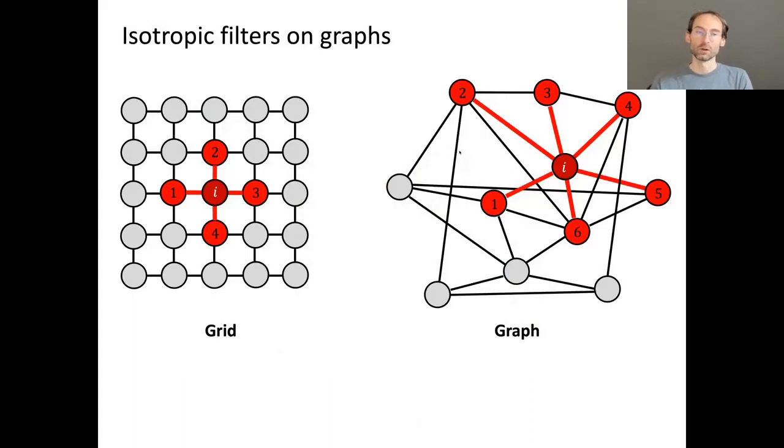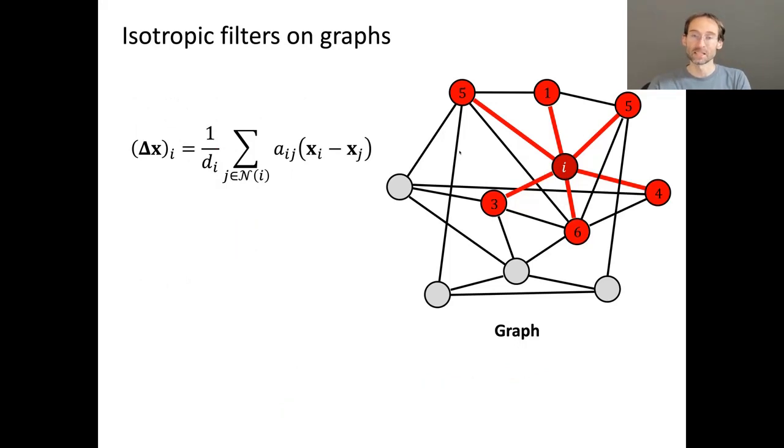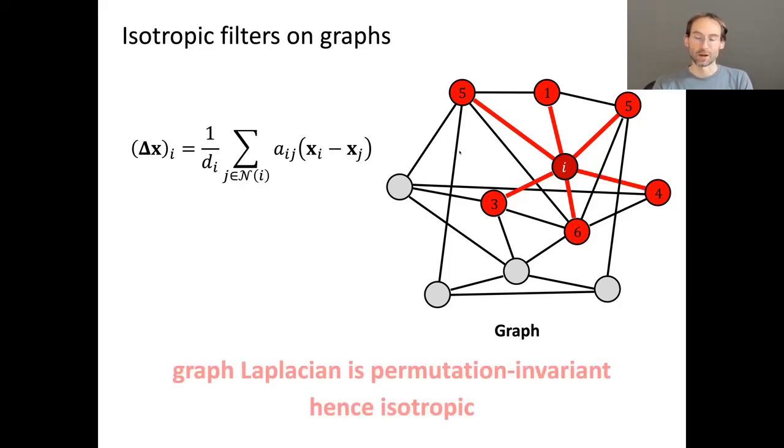Now, I mentioned the problem of isotropic filters. And this comes from the fact that on grids, we have a canonical order of pixels, right? I can always talk about the pixel to the left, the pixel to the right, so I can give them some way of ordering them. On graphs, on the other hand, I can order my neighbors in an arbitrary way. And as a result, we have local permutation invariance. So there are no directions on graphs. And in fact, if you think of the Laplacian, what it does, it averages the neighbors, so it's a permutation invariant operation. So permutation invariance means that we have isotropic filters. If I visualize them in the plane on a grid, they will look like concentric circles.